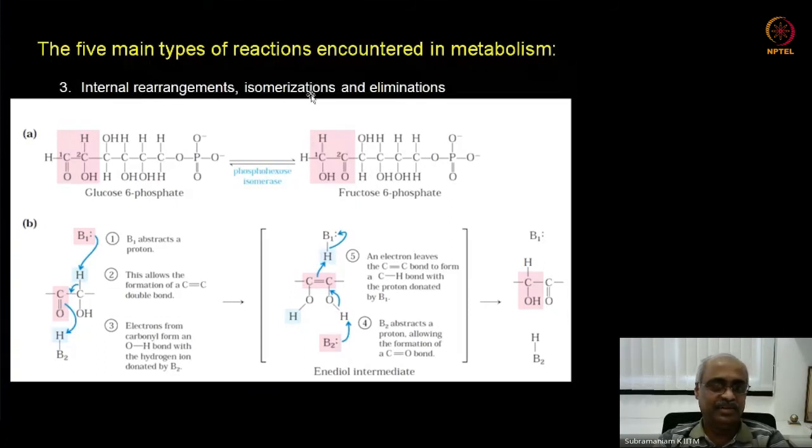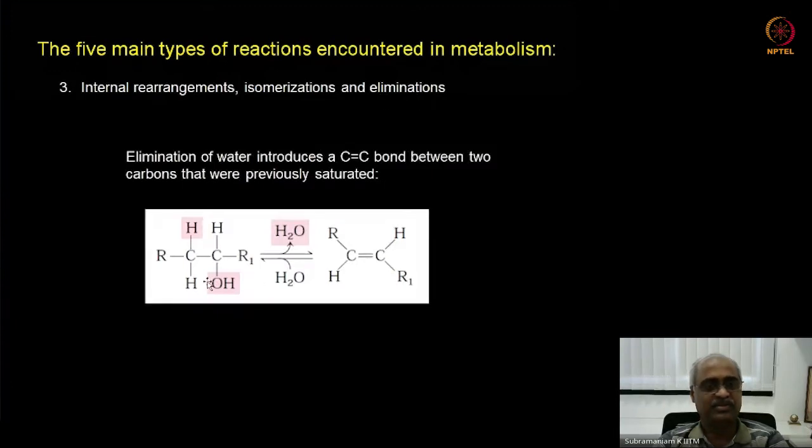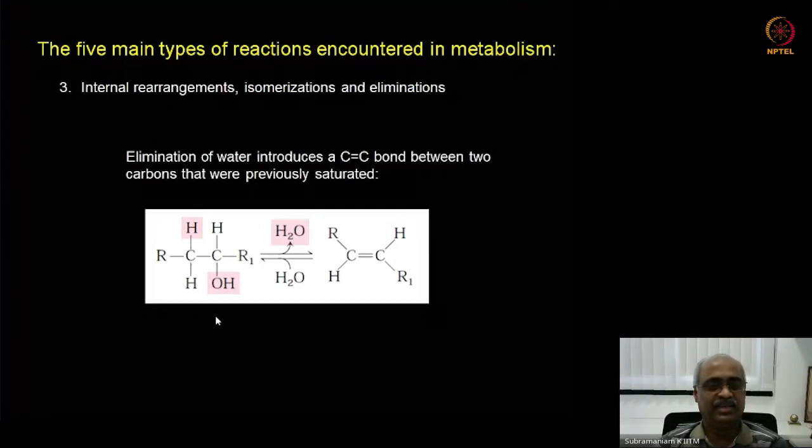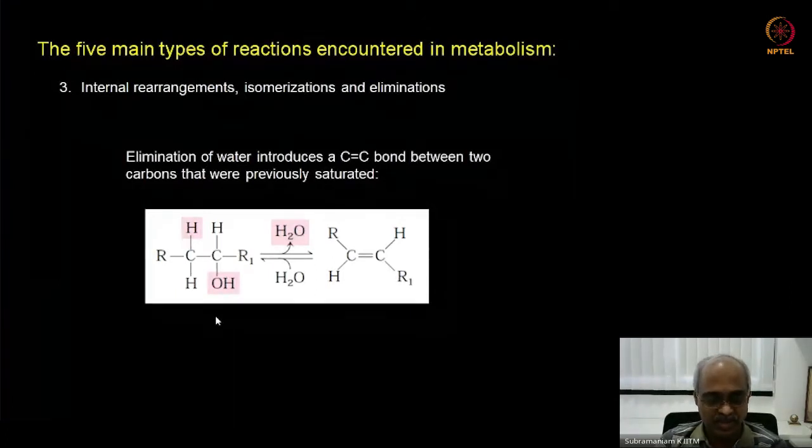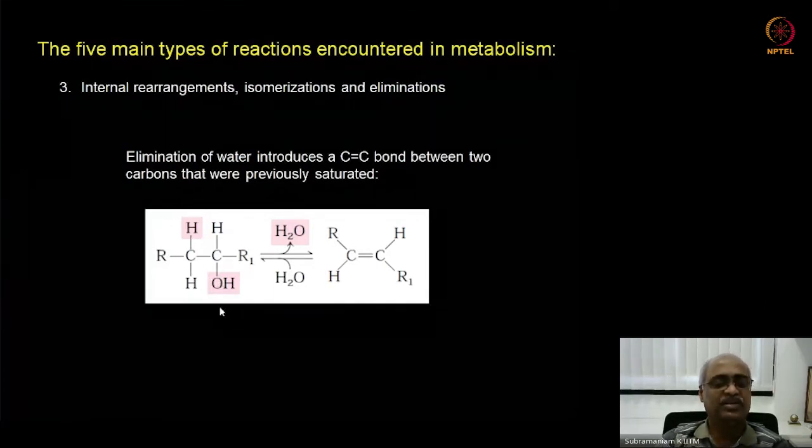The third variety that comes from internal rearrangement usually is an elimination, and that elimination is shown here. We will see the elimination reactions. A good example is enolase, which is involved in the phosphoenolpyruvate reaction. We will see that when we go to glycolysis. When we go to glycolysis, most of these mechanisms will become thoroughly grounded in our minds. Here a water molecule elimination leads to a double bond formation. This is another common type of internal rearrangement.